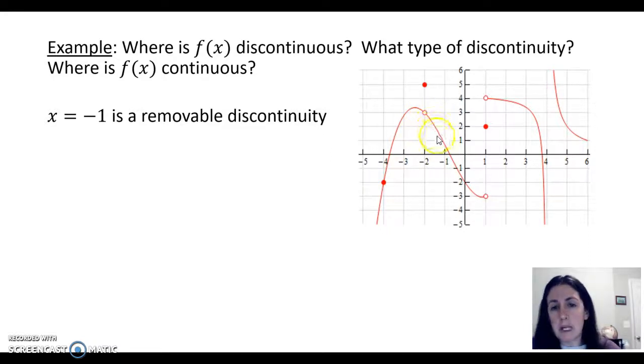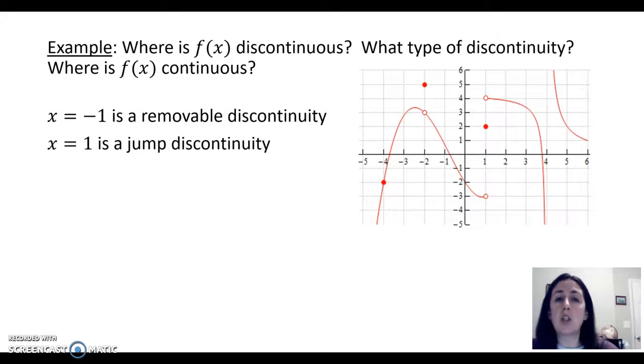So continue tracing, and again, as soon as you have to lift up your pencil, can't go through an open circle, I'd have to lift up my pencil to color this dot in and lift up my pencil to continue here. As soon as that happens, you have a point of discontinuity. So x equals 1 is a point of discontinuity. Why? Because the limit doesn't exist. But the limit from the left is a finite value, and the limit from the right is a finite value. They just don't match. So x equals 1 is a jump discontinuity.